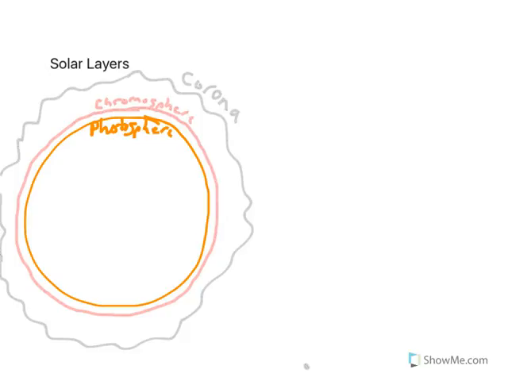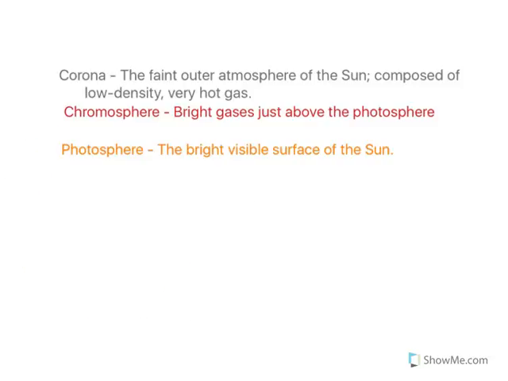Now the atmospheric layer above the chromosphere is called the corona. The corona is the faint outer atmosphere of the sun. It is composed of low density, very hot gas.